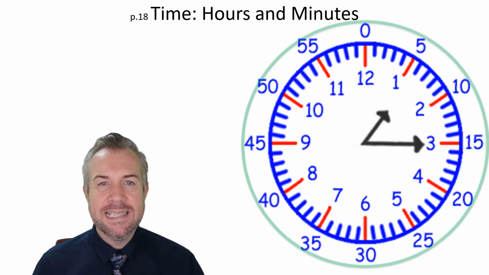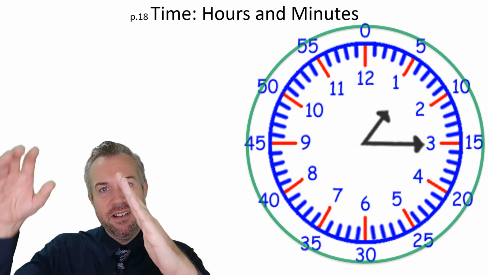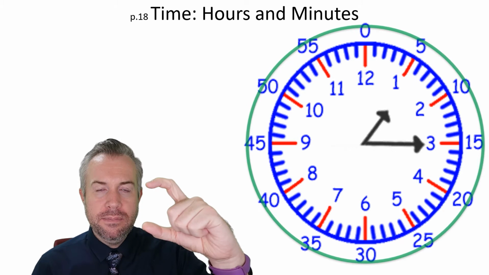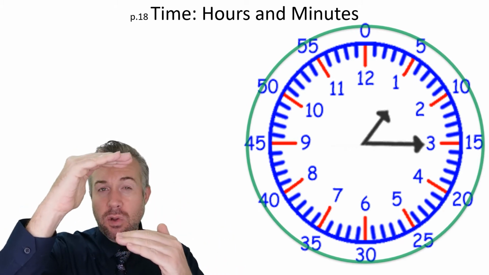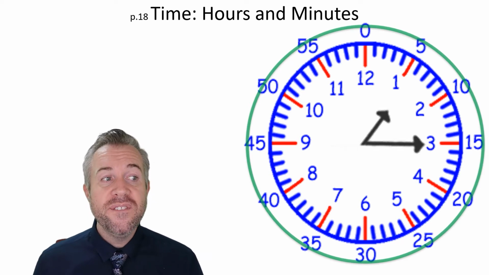And on this picture, on the outside, we have the minutes. So you will notice that at 1, there is a 5. So if the small hand is at 1 and the long hand is also at 1, what time is it? It's 1:05.